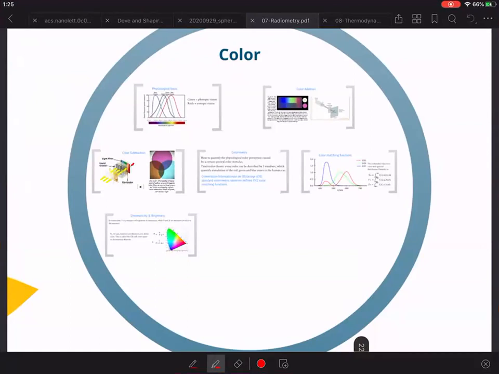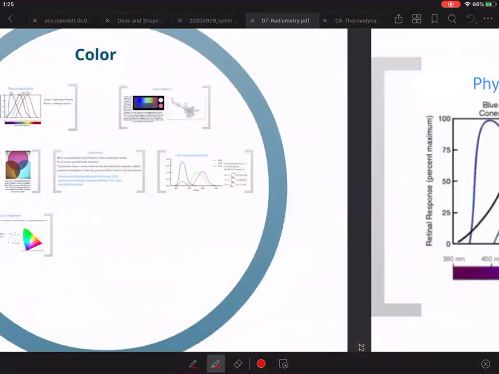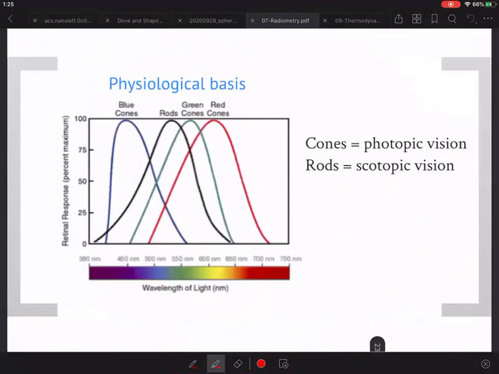The last part I want to talk about in this lecture is color. Color is, of course, a very complex topic because it's a perception. So there's a physiological basis of color, but also there's a psychological basis. So physiological basis is somewhat easy to explain.